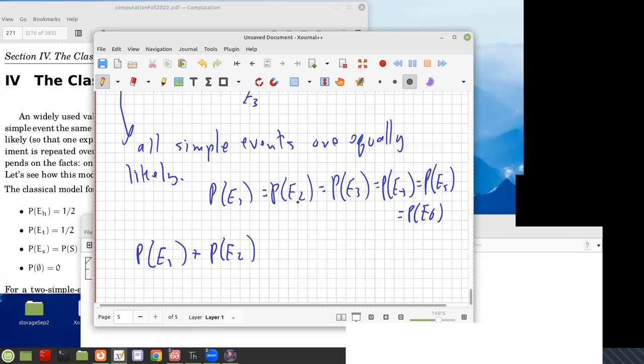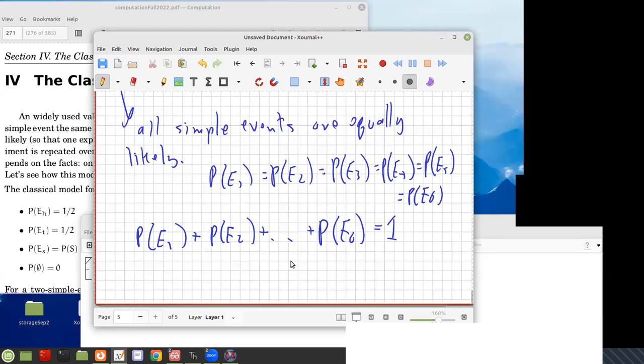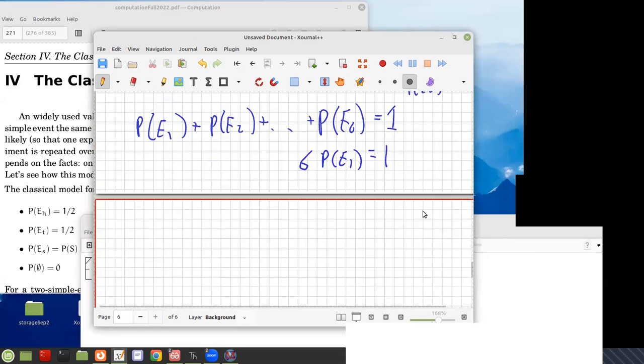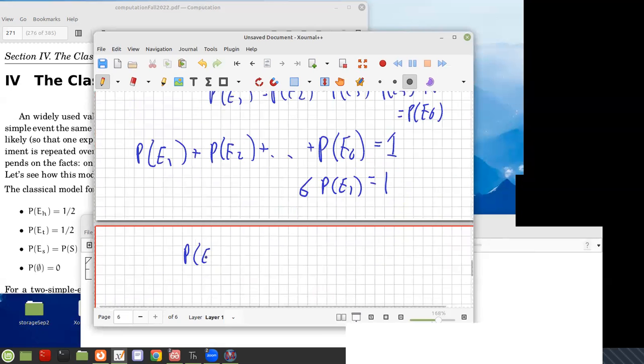which is basically saying, because the sample space is the union of all the simple events, it's basically an extension of that fourth probability property. Well, this has to add up to 1. Since they're all equal and there's 6 outcomes, you end up with 6 times the probability of E1, which is the same as any of them, equal to 1. Therefore, the probability of E1, and so the probability of E2, E3, E4, E5, E6, is equal to 1 over 6.